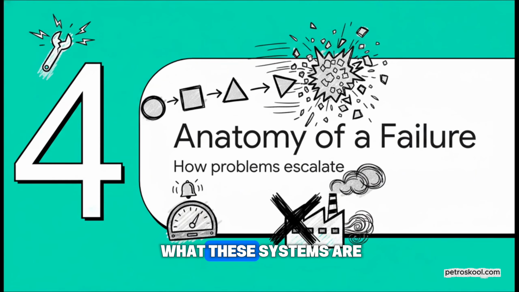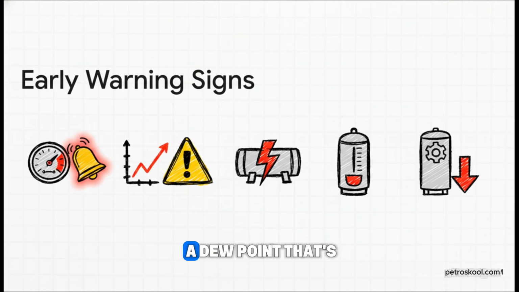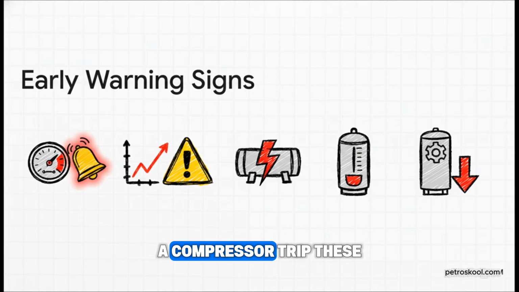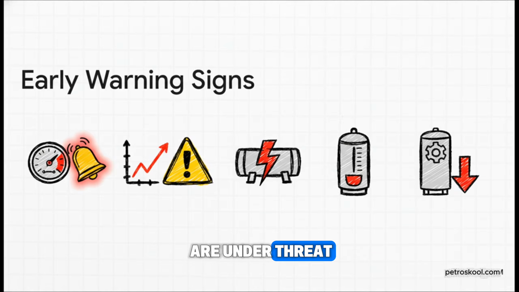So now we know what these systems are supposed to do. Let's talk about what happens when they fail. And the crucial thing to understand here is that things can go from bad to worse incredibly fast. A small problem can cascade into a full-blown unit trip in just minutes. These are your early warning signs: a low-pressure alarm, a dew point that's starting to trend up, a compressor trip. These aren't just minor annoyances. They are the first signals that your control and safety systems are under threat.